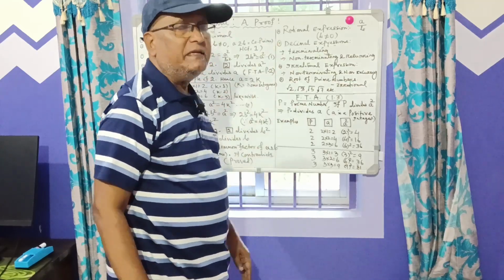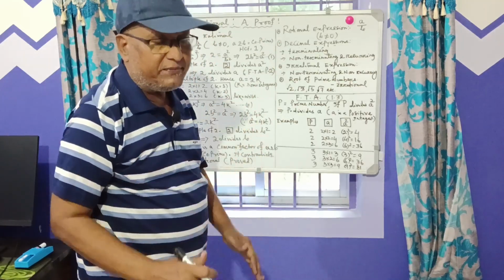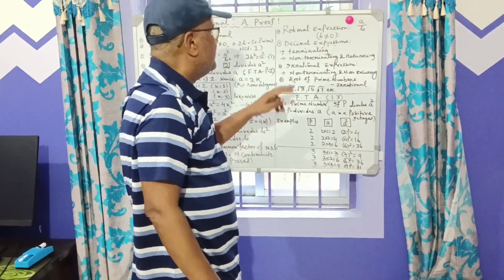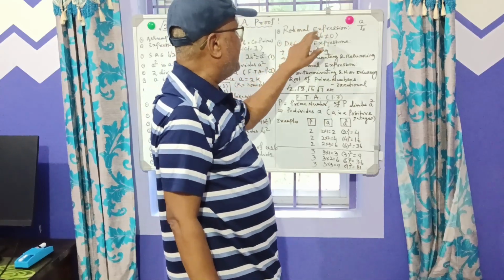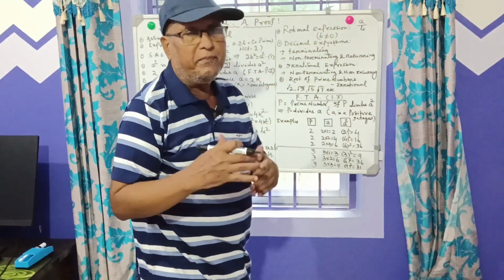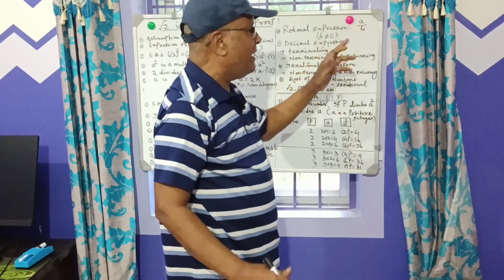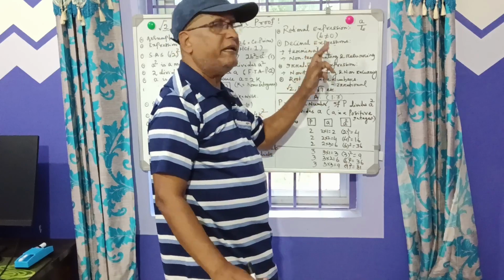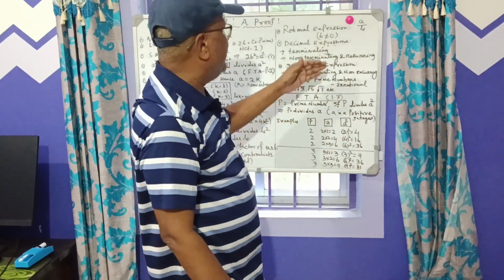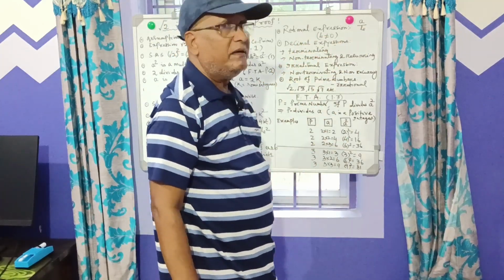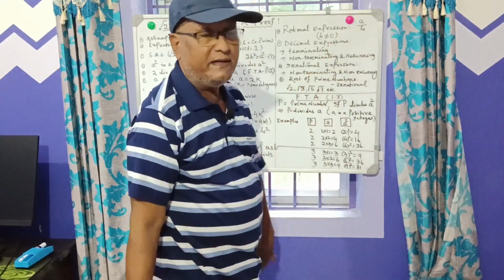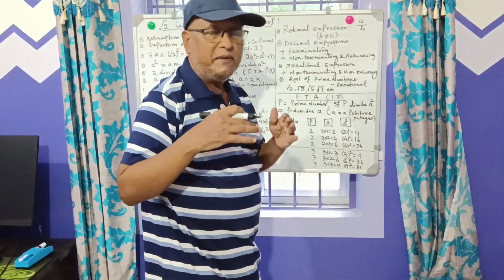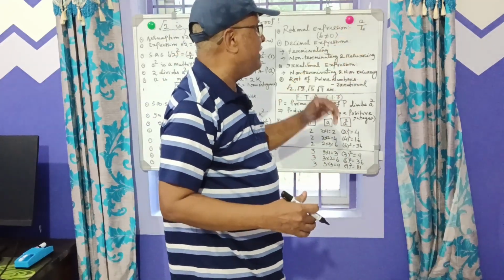So let's discuss some fundamental concepts of rational and irrational numbers. A rational number is expressed in the form p by q, or a by b. But the condition here is b is not equal to 0. If it is 0, then the result will be undefined. So a rational number is in the form of a by b.